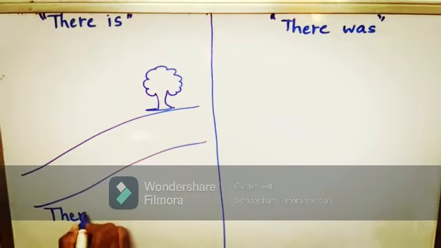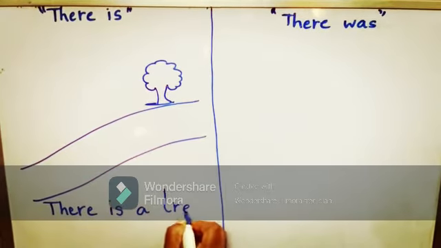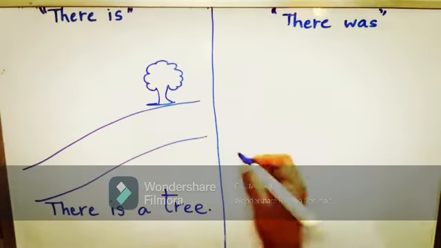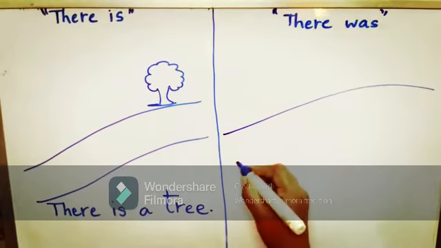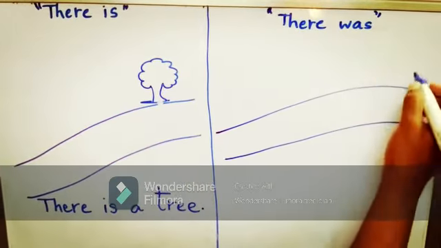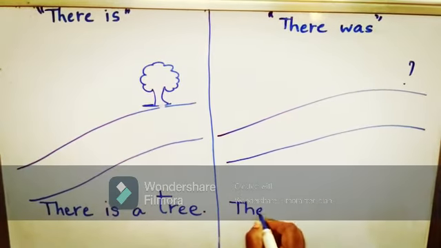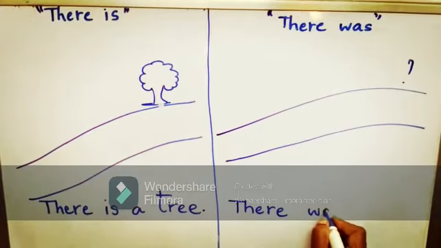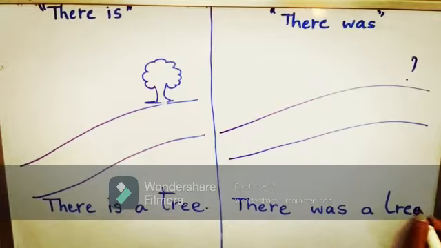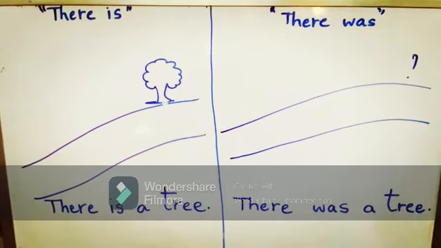There is a tree. There was. There is a tree. There is no tree. There was a tree. There is a tree. There was a tree.